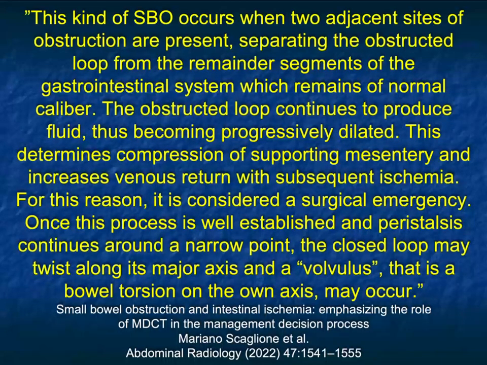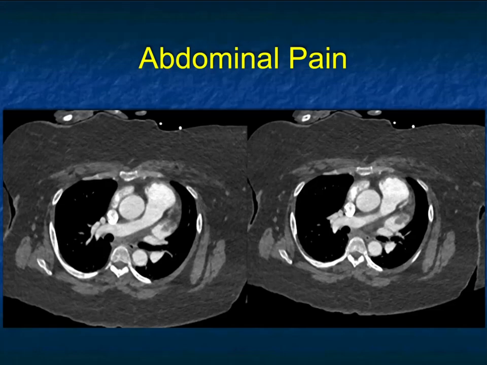The closed loop may twist along its major axis, and a volvulus, that is, bowel torsion on its own axis, may occur. The last two cases were really nice examples of that. Let me show you one more case and then we'll take a break.